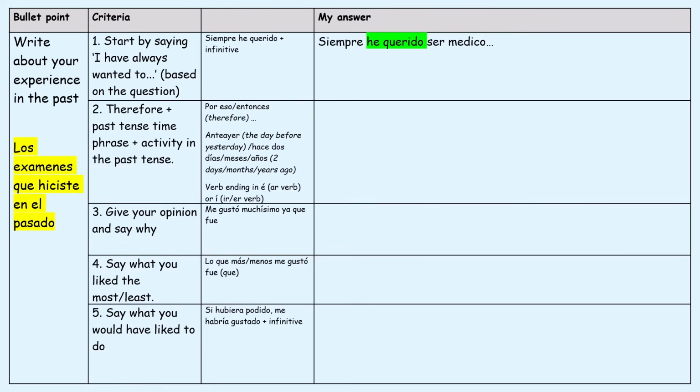We're going to start by saying, I have always wanted to, and you'll see how this flows. It seems a bit stunted at the start, but you will see how it works. So I would start my answer with, siempre he querido ser médico. Pause the video, translate, come back when you want the answer. Vale, siempre he querido ser médico. I have always wanted to be a doctor.